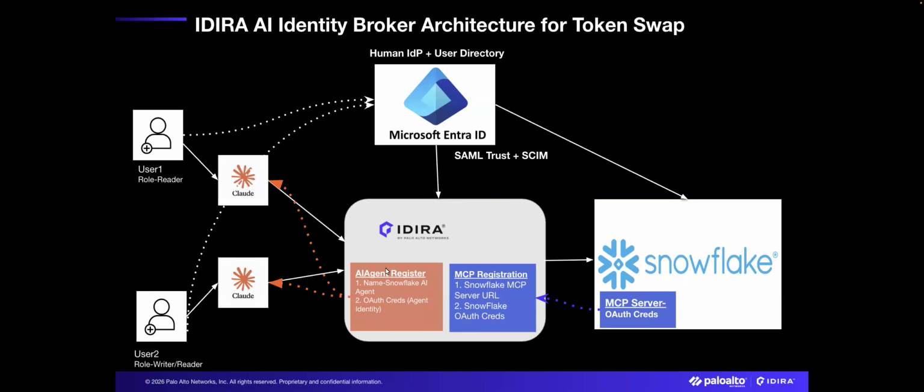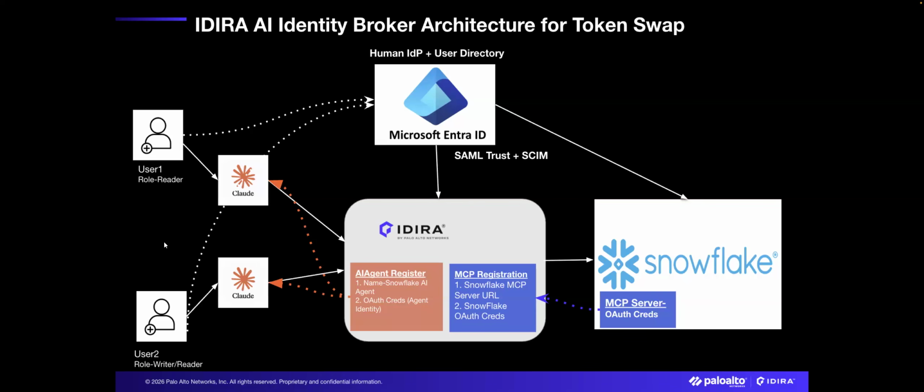As part of the third step, what I did, I created an AI agent within my IDIRA Identity Broker. You can name it whatever you want. It will provide you an agent ID as well as another set of OAuth credentials, which will be tied to your agent identity. I took all these credential details and I configured them within my Claude AI agent.